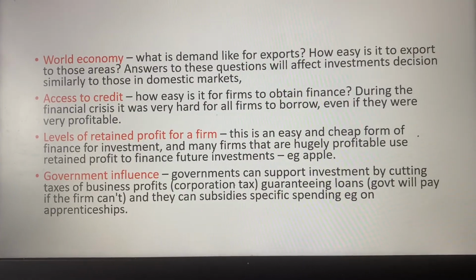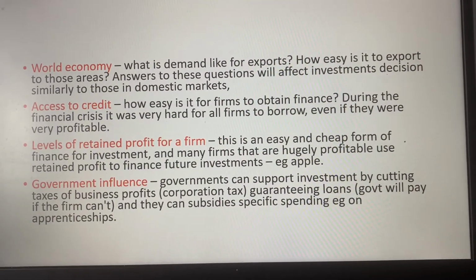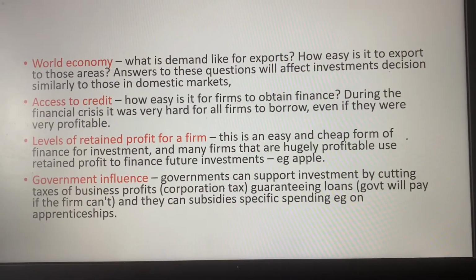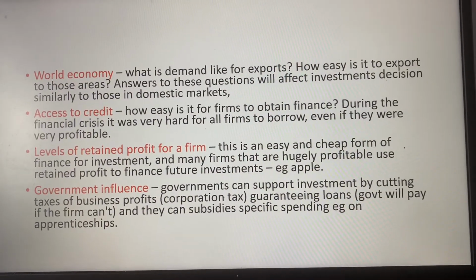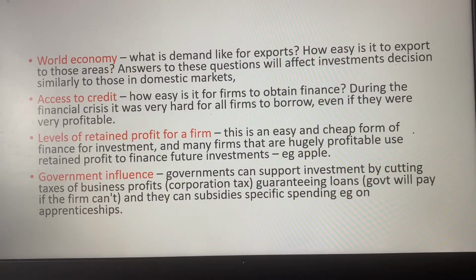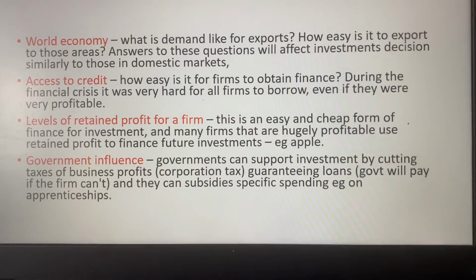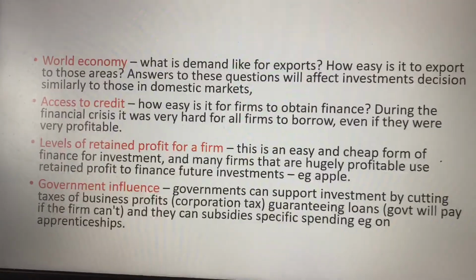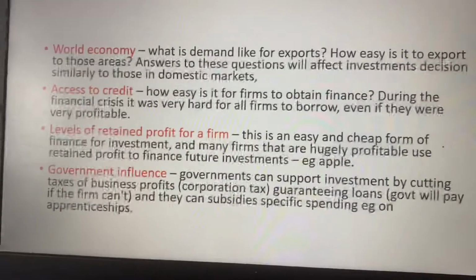How easy is it for firms to access credit? During the financial crisis, it was very difficult for firms to borrow, even if they were profitable, which meant that levels of investment fell significantly. What about retained profits for firms? It's easy and cheap for firms to finance investment through retained profits, and many firms use these retained profits for their future investments.